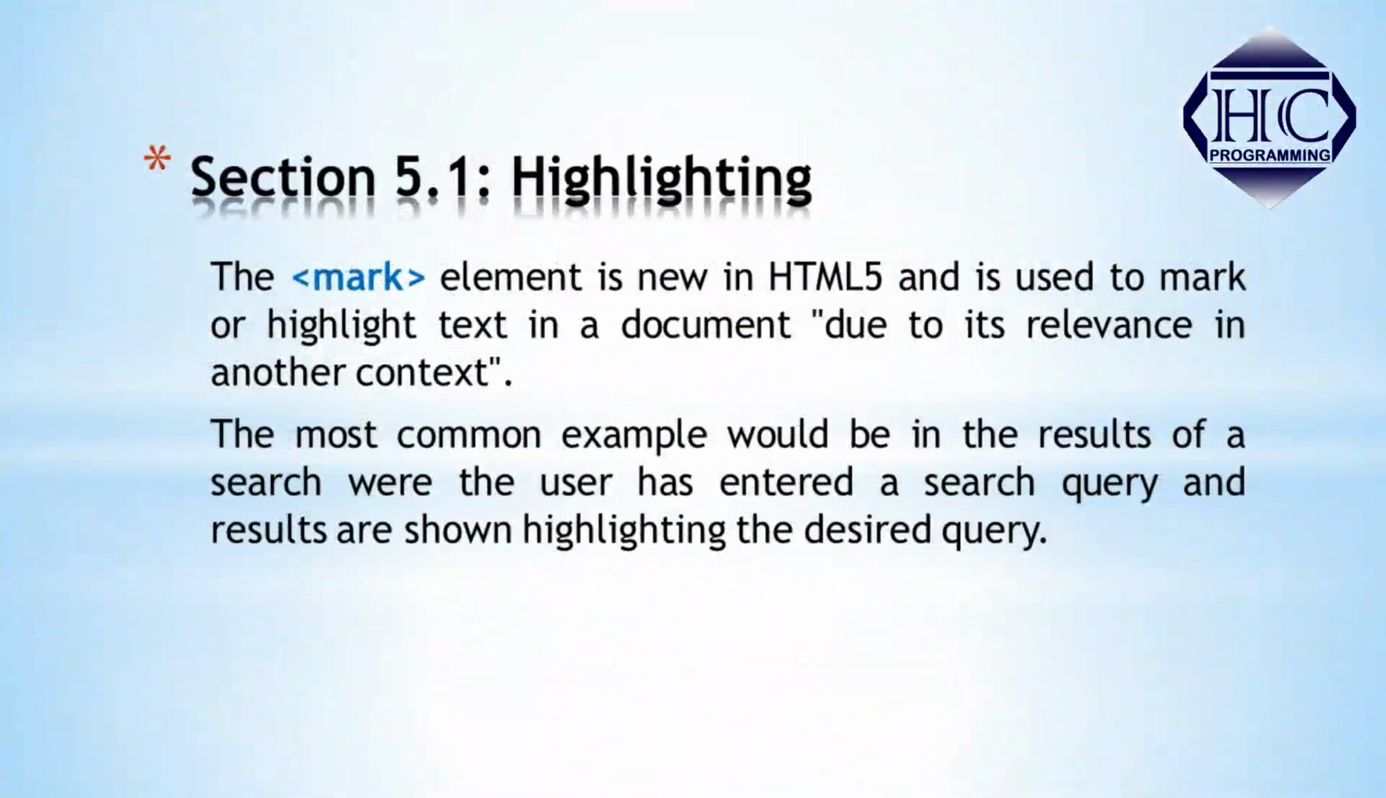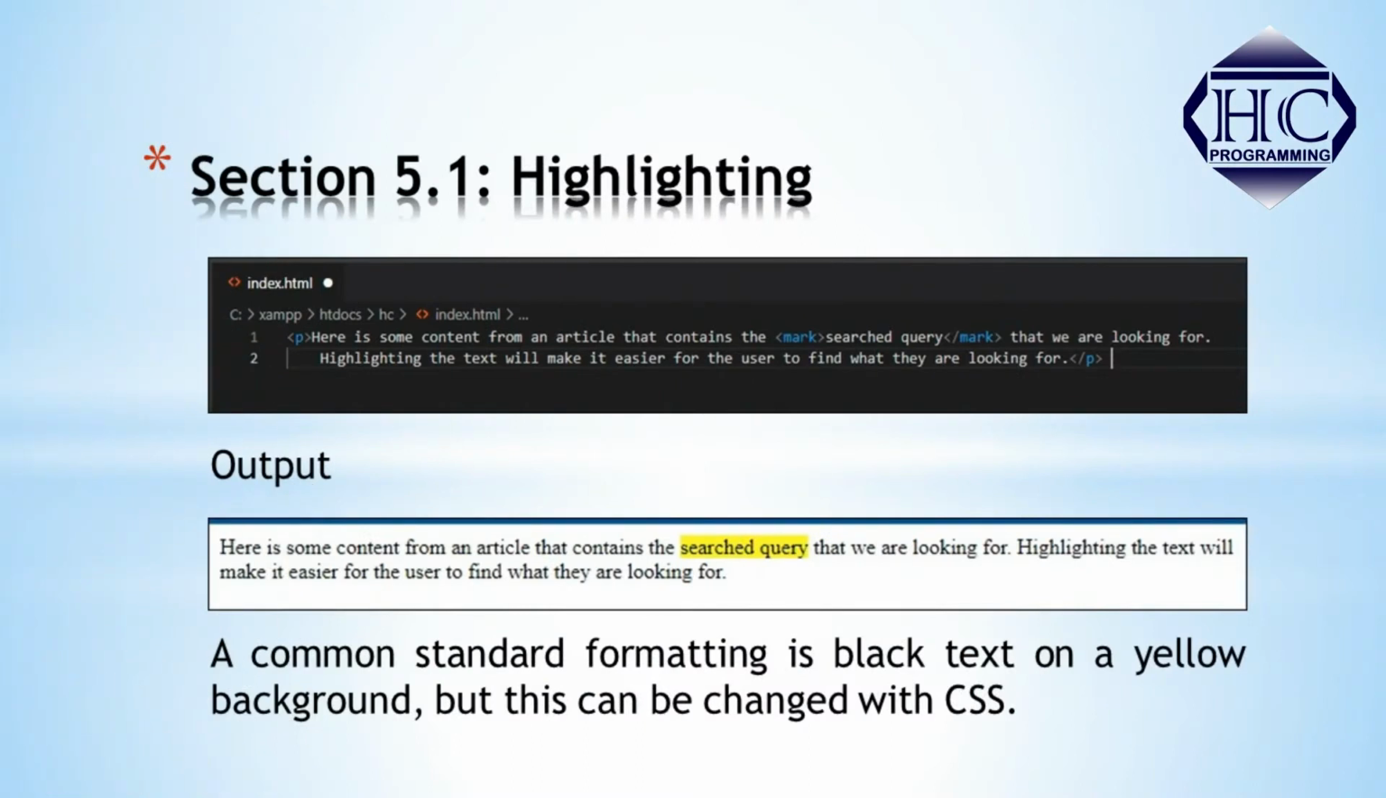Section 5.1, Highlighting. The mark element is new in HTML5 and is used to mark or highlight text in a document due to its relevance in another context. The most common example would be in the results of a search where the user has entered a search query and results are shown highlighting the desired query. A common standard formatting is black text on a yellow background, but this can be changed with CSS.